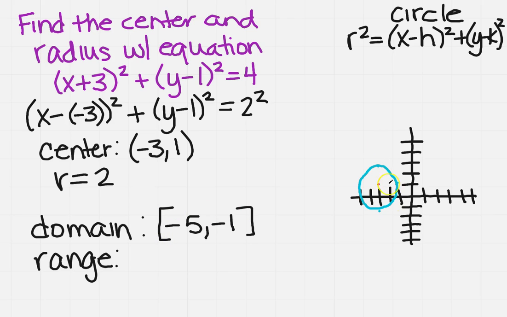Now the range is the up and down. So same thing here. The smallest point that I have is at negative 1. And it goes all the way up to 3. Again, it is including those points because they are part of the circle.